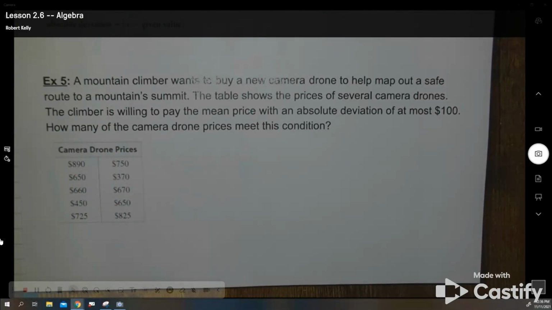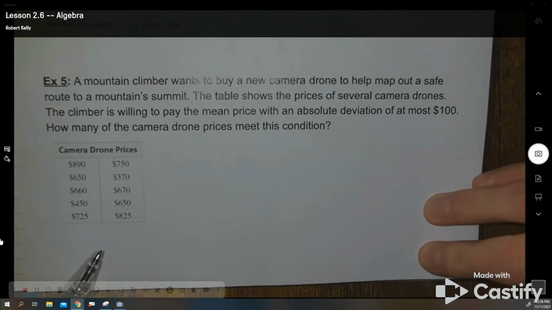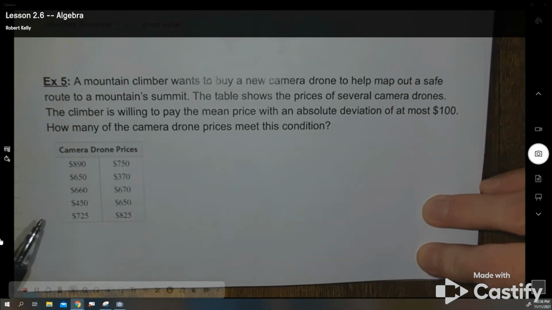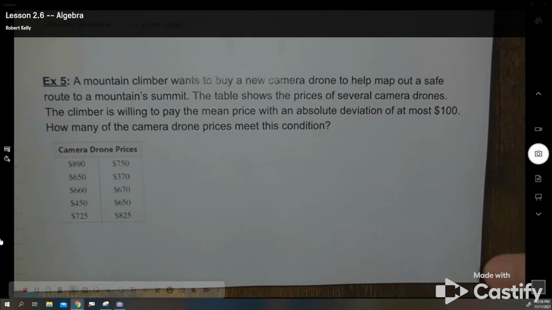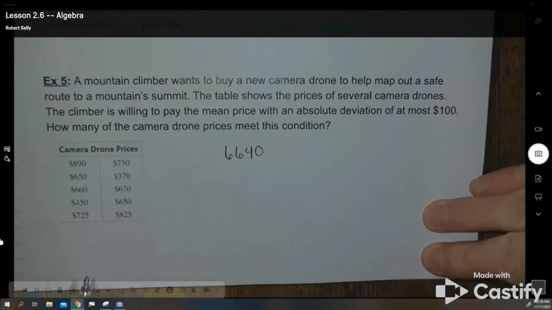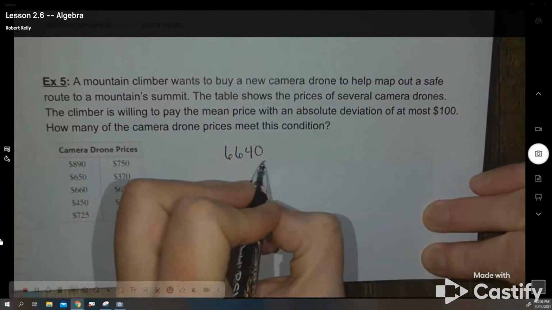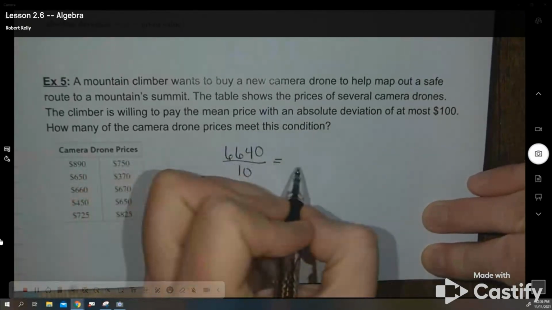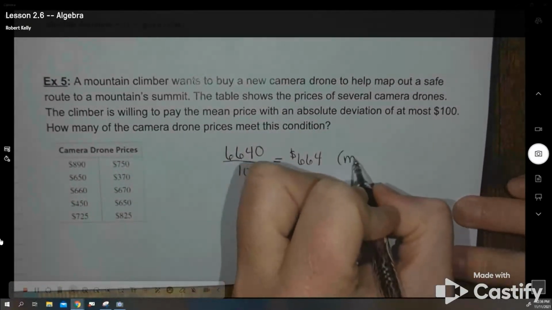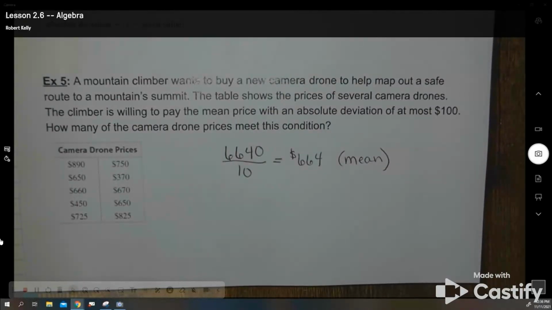So we have to figure out the mean for all of these things. So when I add up 890, 650, 660, 450, 725, 750, 370, 670, 650, 825, add all those together, we get $6,640. But we want the mean. So we have to divide it by the number of cameras. 1, 2, 3, 4, 5, 6, 7, 8, 9, 10. So when we do that, we get $664. So this is our mean. That's what we're going to be using in our deviation here.